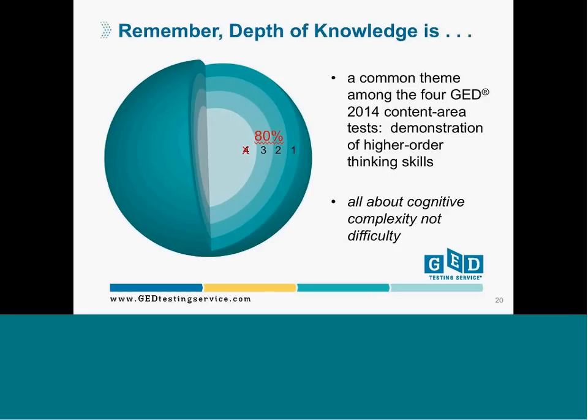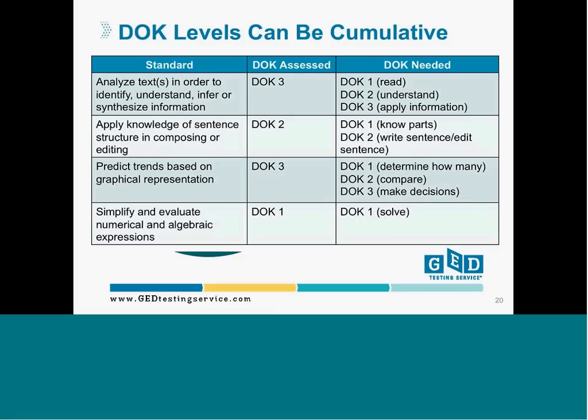So though it is a common theme among the 4 content area tests, that demonstration of higher order thinking skills is more than just about a test. It's the way we really think and learn. Now, we talked about 4 very specific areas where 80% of the test will be 2s and 3s, 20% will be 1, but it's important to look at it as a whole. So let's talk about the cumulative aspect.